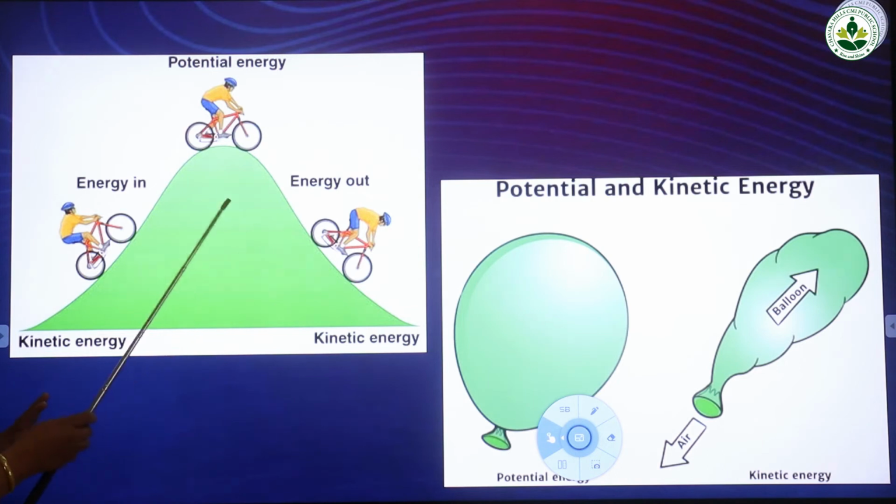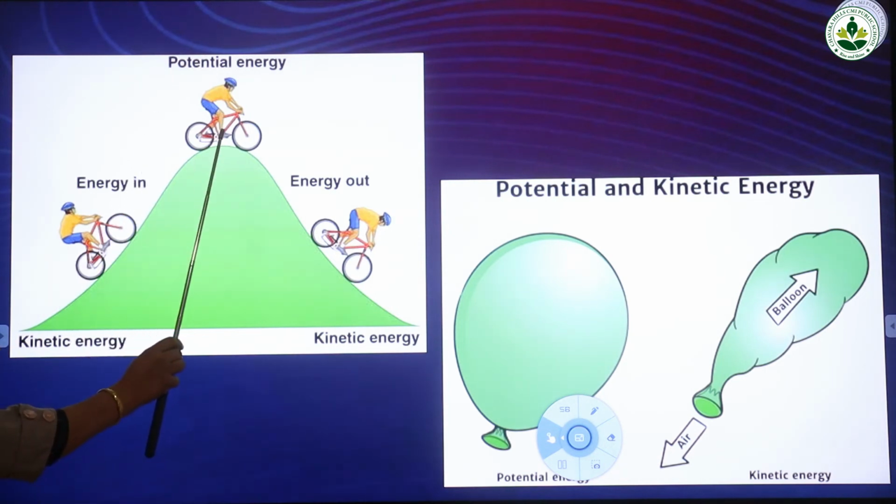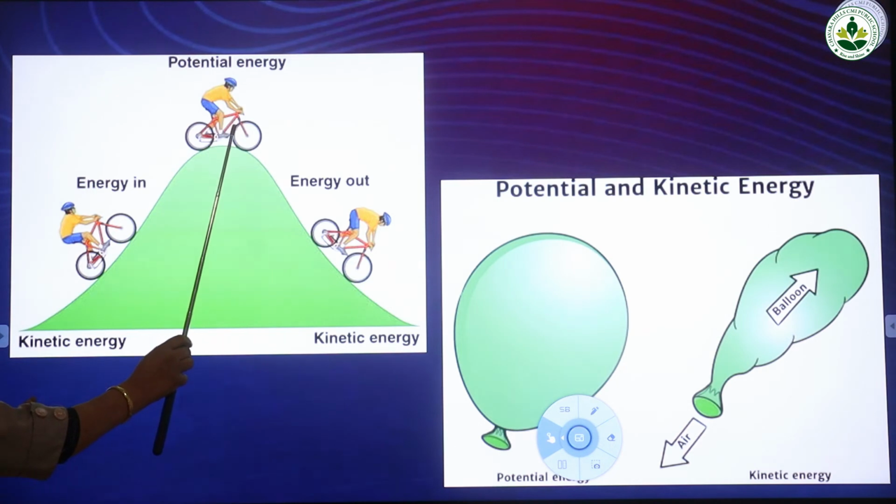Initially it has potential energy, then when it comes down it has kinetic energy. The potential energy is converted into kinetic energy. Here the cycle is going up, the man is riding the cycle up. At that time, what type of energy does it have? It has kinetic energy. And when it stops, it has potential energy.